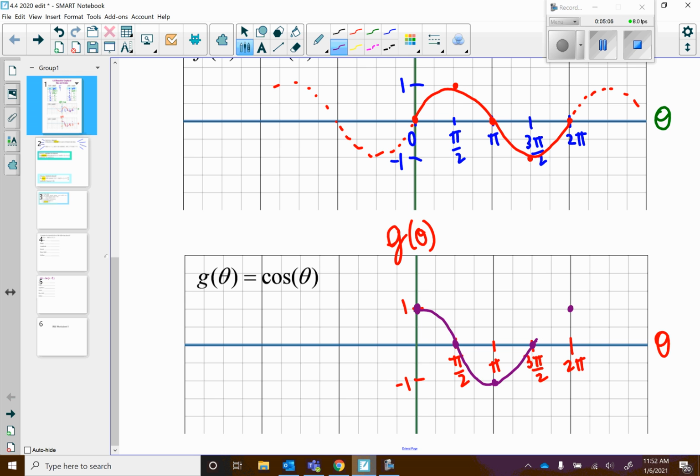Again, we notice the curve that we are familiar with, and it continues on in both directions forever. So we've got our graphs of sine and cosine, and I want to talk about a couple things. Let us consider our domain and range.